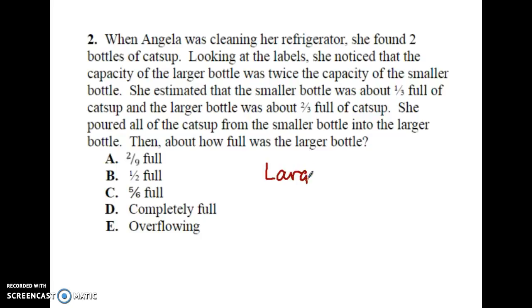So you've got the larger bottle and you've got the smaller bottle. Since the question is ultimately asking how full the larger bottle was, let's let the variable B represent the volume or the capacity of the larger bottle. The larger bottle was about 2/3 full of ketchup, so we know that the amount of ketchup in it right now is 2/3 B. The smaller bottle, well, the larger bottle was twice the capacity of the smaller bottle. So that means the smaller bottle is half of the capacity of the larger bottle.